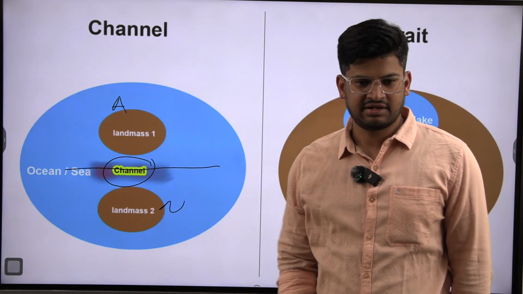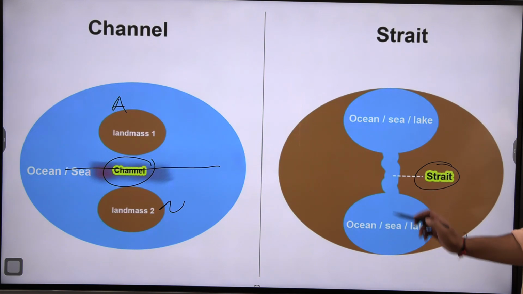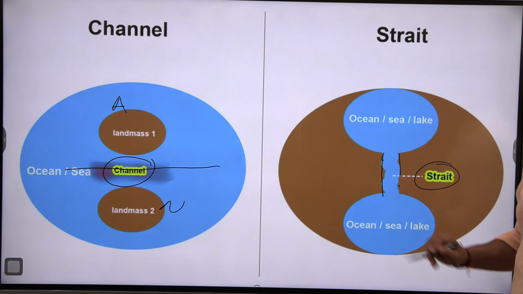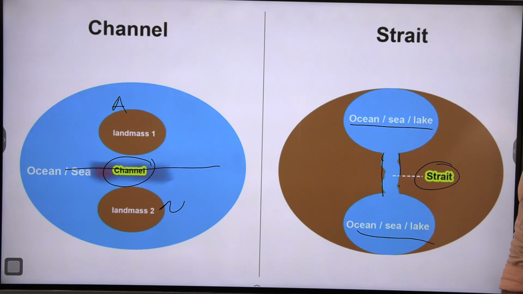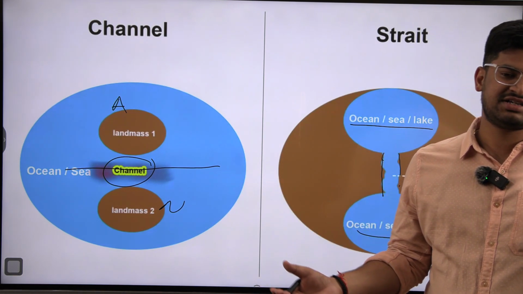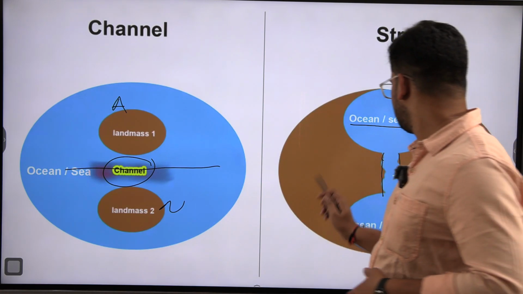Okay, getting my point? Similarly, what is next? We will also come across the word strait. Okay, what is a strait? A strait is also a narrow water body. It connects two large water bodies. A strait is a narrow water body that connects two larger water bodies. Then we call it a strait. For example, there is a strait called the Strait of Gibraltar in the Mediterranean region, which connects the Mediterranean and the Atlantic Ocean. I will show you the picture. Okay, understood the difference between channel and strait?